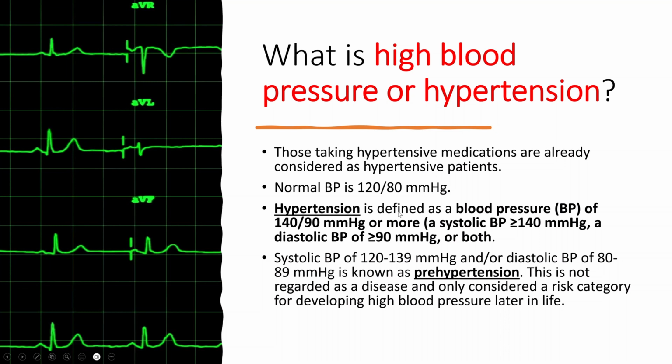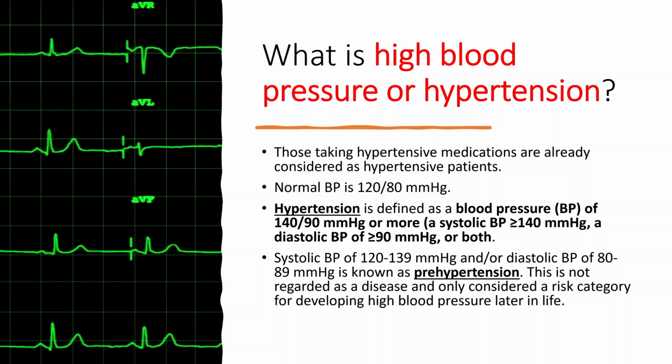So what is defined as hypertension? A blood pressure more than 140 by 90 millimeter mercury. So a blood pressure of 140 by 90 or more is considered hypertension. If your systolic blood pressure is more than 140 millimeter mercury, or if your diastolic blood pressure is more than 90 millimeter mercury, it is considered hypertension. It can be both readings or only one reading. That is the important thing.